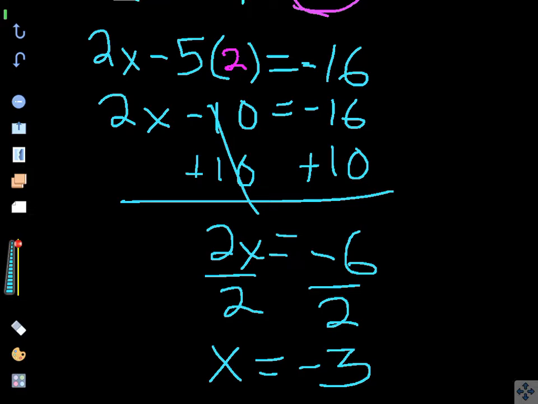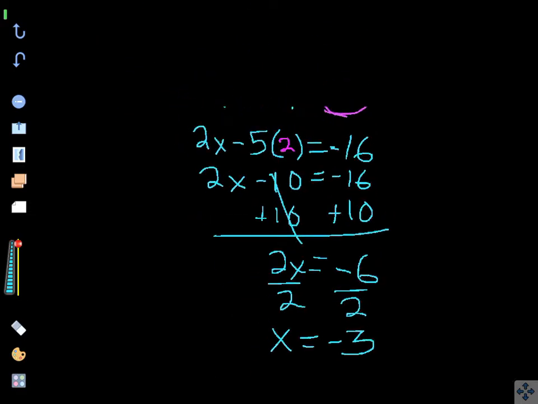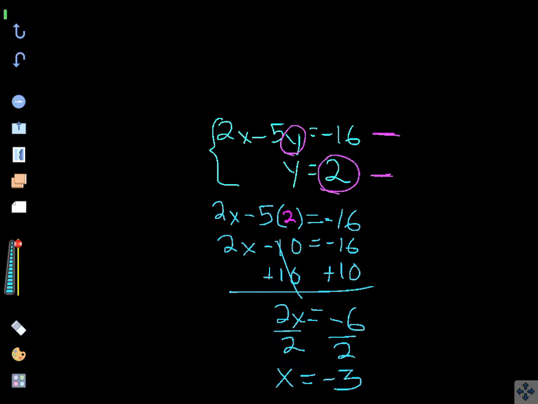Now we have to be careful though because we're not totally done with the problem. It's a system of equations, which means we're going to have more than one variable, x and y. So your last step is always to write the answer as an ordered pair, and you always write it x, y. So negative 3, comma 2.